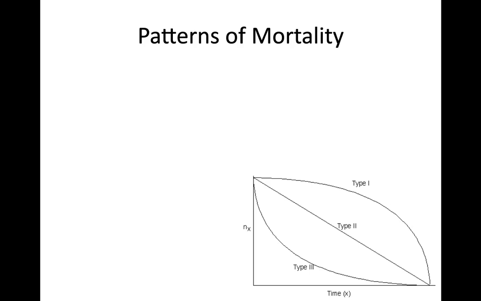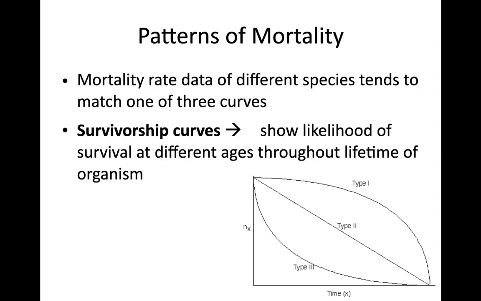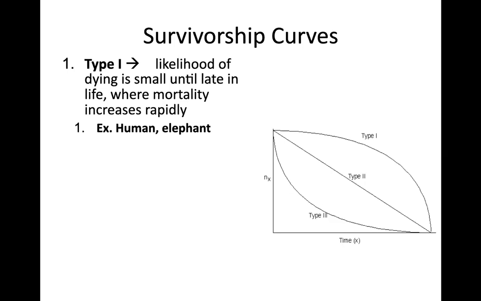So there are three different types of mortality. These are called survivorship curves. They show the likelihood of survival at different ages throughout the lifetime of an organism. Now for type 1, we have a curve up here, type 1. The likelihood of dying is small until late in life. So what you're looking at on survival.